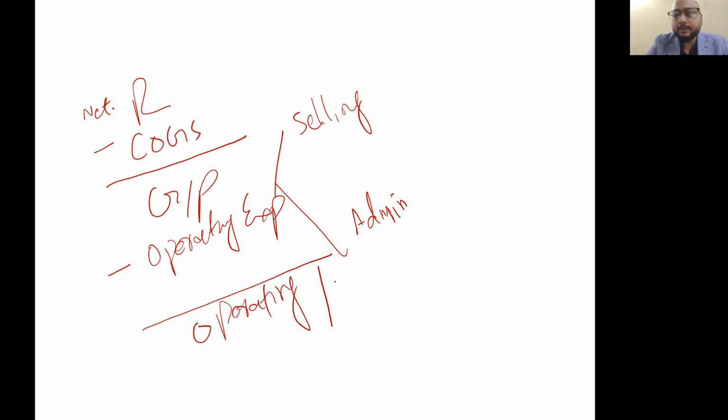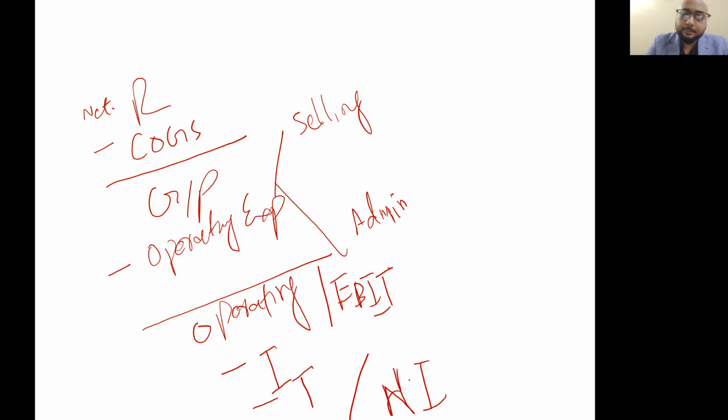In finance, we call this EBIT, earning before interest and taxes. And all you have to do is remove the effect of interest and tax. Minus interest and minus tax, you get net income. Simple. So this is the pattern that we need to follow. Net revenue minus cost of goods sold. What we have found is gross profit.